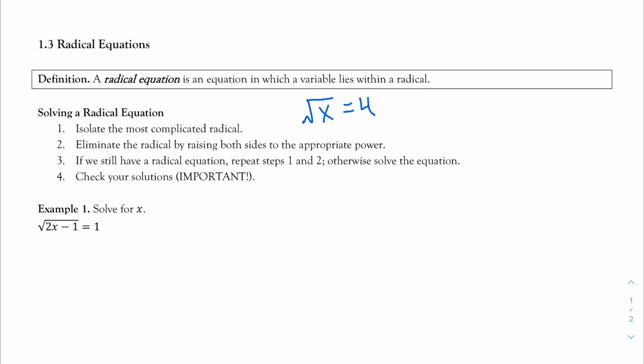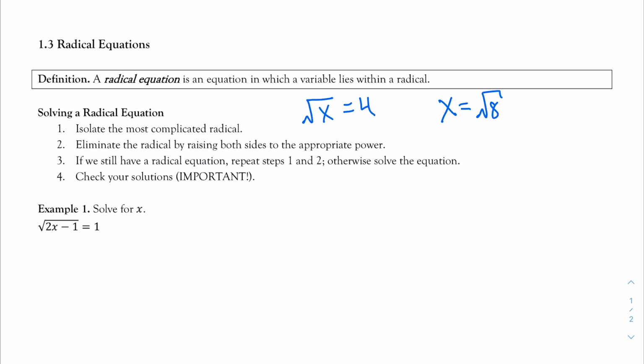One point I want to make is that just because an equation has a radical, that does not necessarily mean it's a radical equation. Again, a radical equation is when I have my variable inside of my radical. For example, if I wrote x is equal to the square root of 8, this is not a radical equation. A radical equation has x inside of it, some type of way.